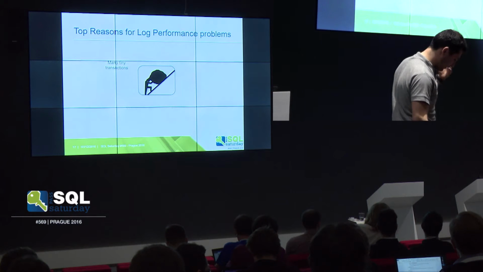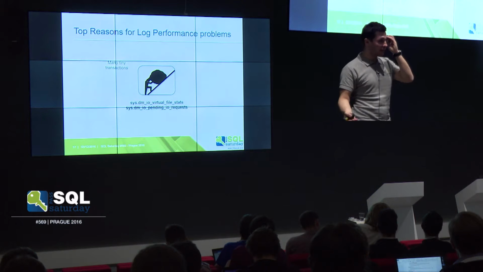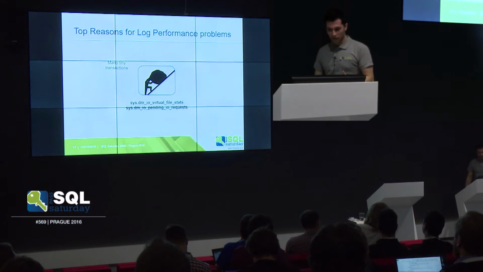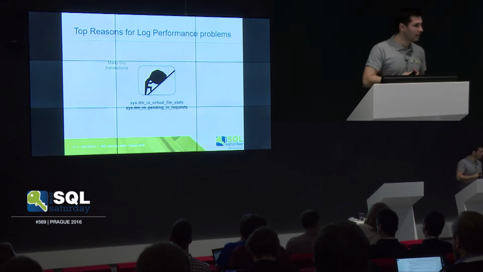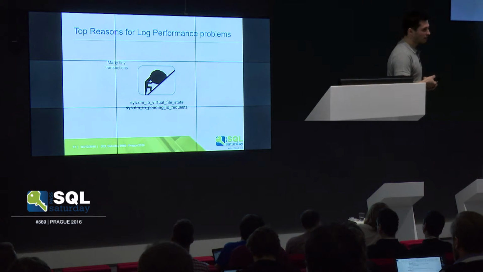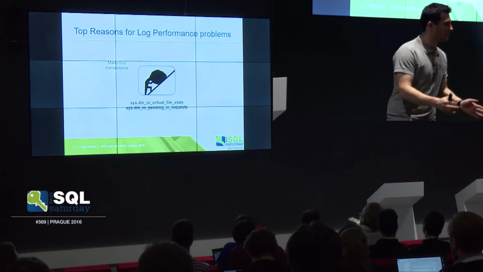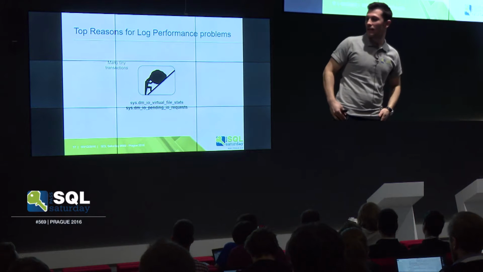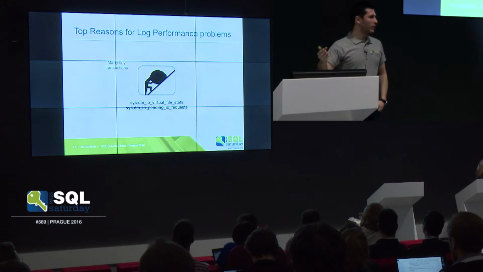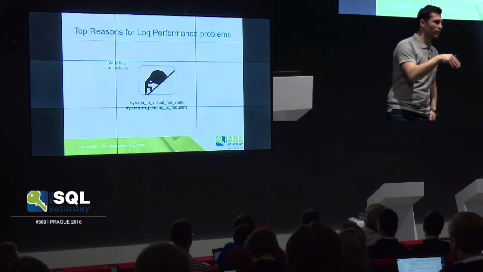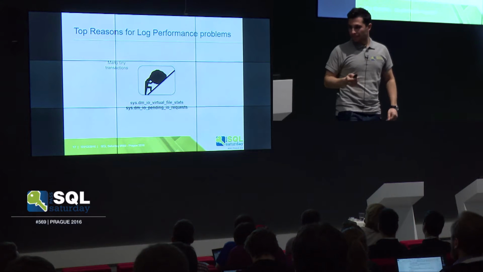There are here, again, one DMV and one DMF you can use. First one, virtual file stats. You can measure the latency against your transaction log disk. You want to see something under 5, let's say 10 milliseconds, something like this. And second one, pending I/O requests. With a bit of calculations, you can see the outstanding IOs for your database.